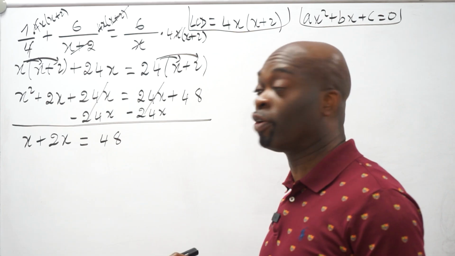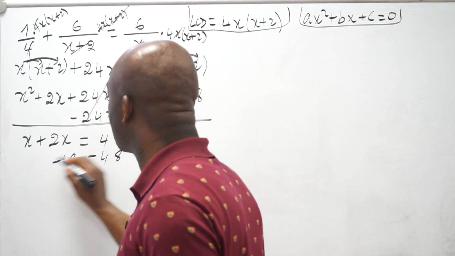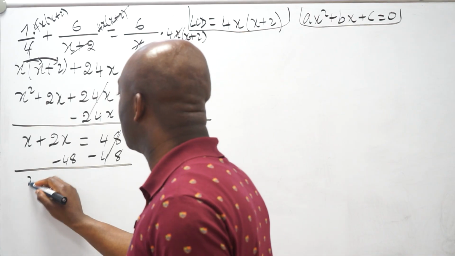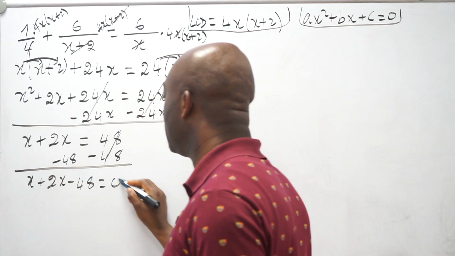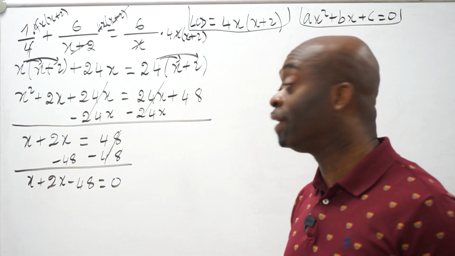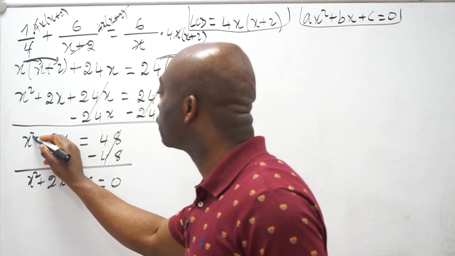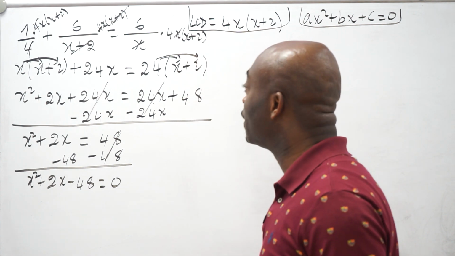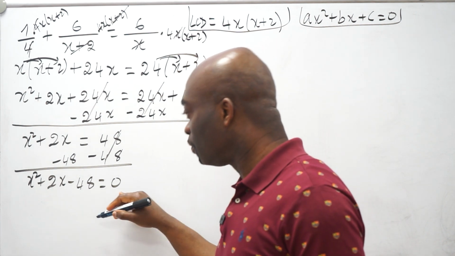And then we've got to deal with the 48, so negative 48, and this one is equal to what? x squared plus 2x minus 48 equals 0. Once you get this, you've got to be very careful. So now we're dealing with a quadratic equation.